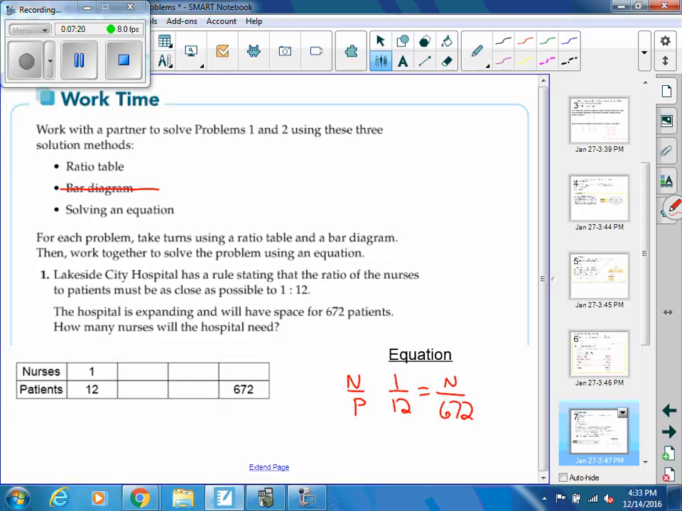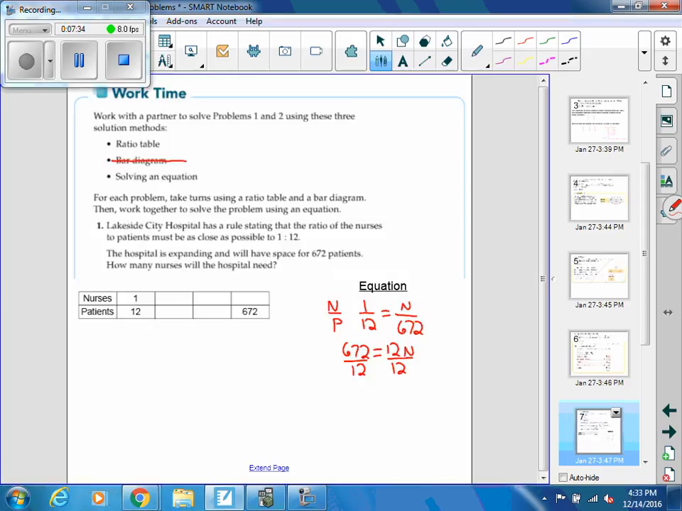But if I take 1 times 672, well, that's going to equal 672. 12 times n is going to be 12n. Now I just have to divide by 12 on both sides here, and 672 divided by 12 ends up being 56. My 12s cancel, and I get n. So for nurses, they would need 56 nurses if they're going to have 672 patients.